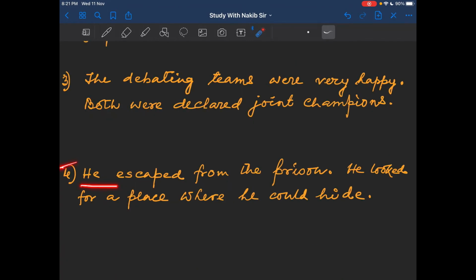The fourth question. He escaped from the prison. He looked for a place where he could hide. These are the 4 questions. You know the way. Copy these questions in your copybooks and pause the video and do your works yourself, and when the works are done, resume the video and check your answers with my answers and discussion. You know it very well.